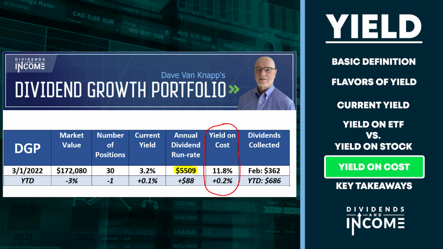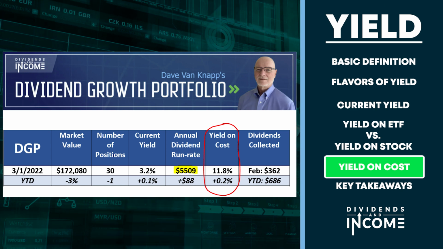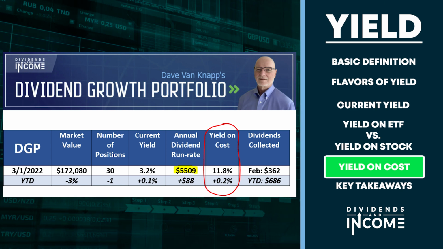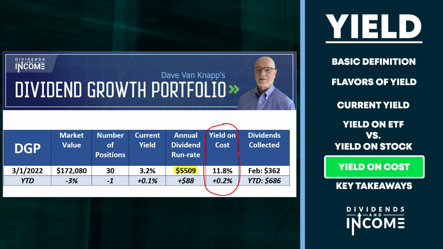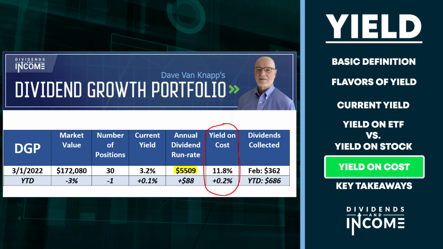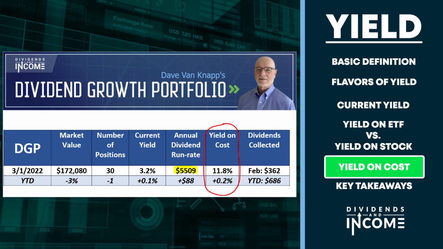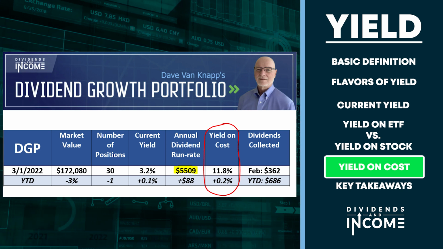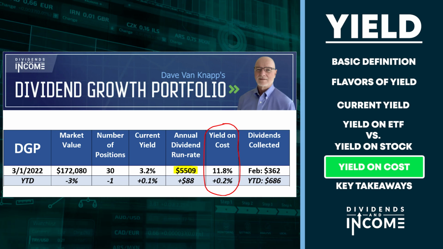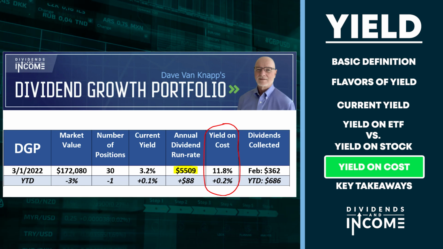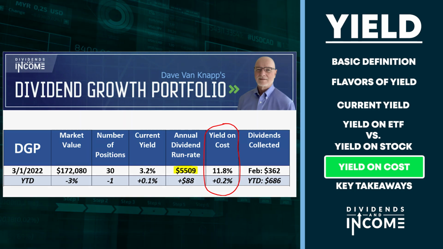Here is the display of the top line statistics from that portfolio at the beginning of this month. I've highlighted two things. The yellow highlight is the annual dividend run rate for the whole portfolio. It's $5,509 per year projected out right now. And the yield on cost that portfolio has achieved, which is 11.8%.